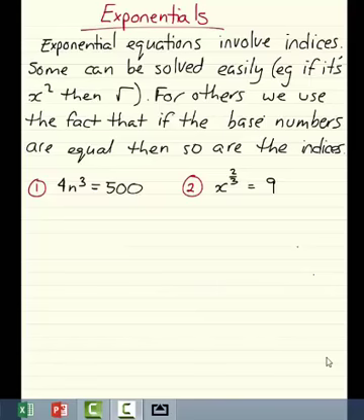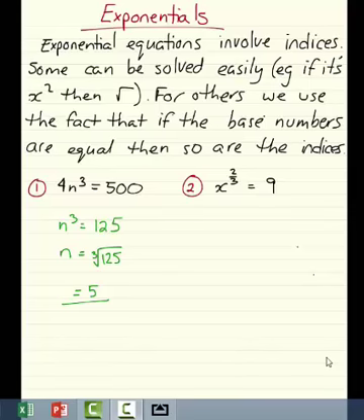So looking at our first example, 4n cubed is equal to 500, you solve it like you would any other equation. So you're going to divide through by 4. So n cubed is equal to 125. And then the opposite of cubing is the cube root. So you're going to take the cube root of 125 to find out that n is equal to 5. And that's one that you can substitute back in and check. So 4 times 5 cubed into your calculator, it should get you 500.